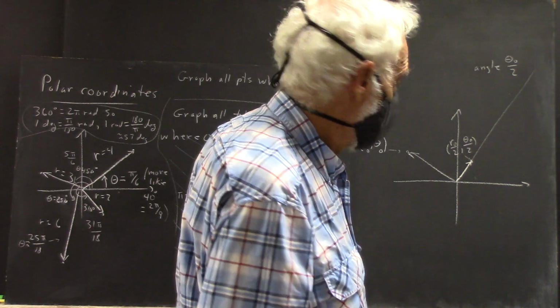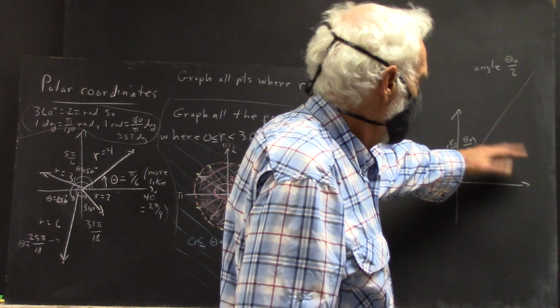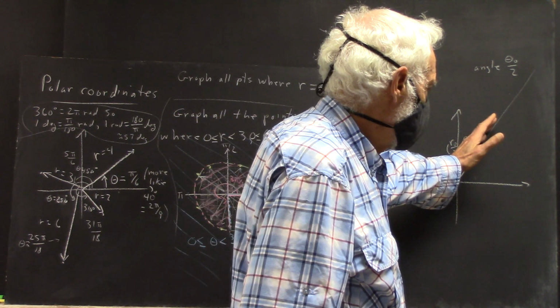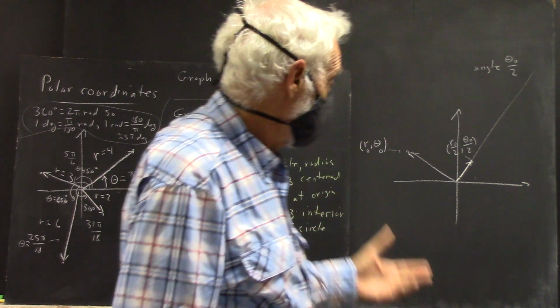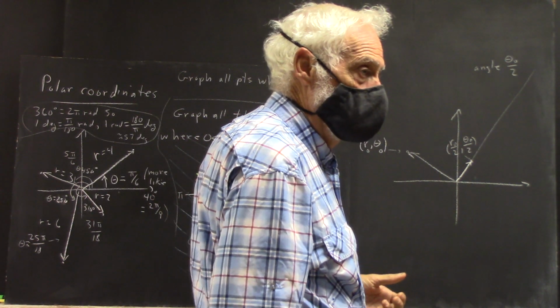Okay? What do you get if you go twice as close as this? I mean, if you cut theta in half again? R naught over 4, theta naught over 4.